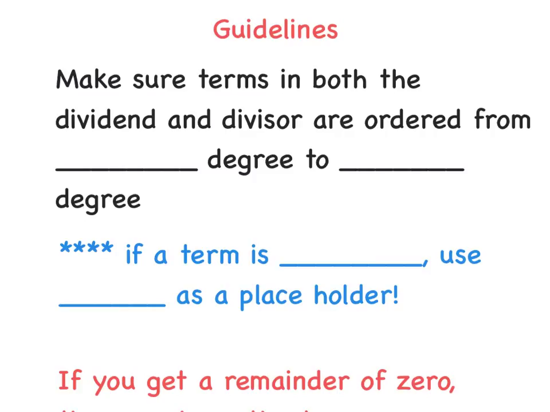So here are some general guidelines for long division. Let's get them written down neatly in our notebook. You can box them in, put them in colors. But here, like I said, are the guidelines. Make sure terms in both the dividend and the divisor are ordered from largest degree to smallest degree.